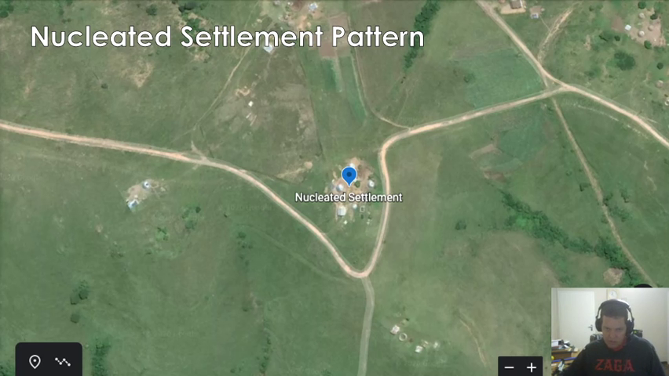The first one we'll get into is what does nucleated actually look like. Nucleated will look like a single cluster of houses or farmsteads in a little grouping, okay? And you can see there's a nucleated settlement right in the middle there. So nucleated means very clustered and very close together, whether it's one or many.